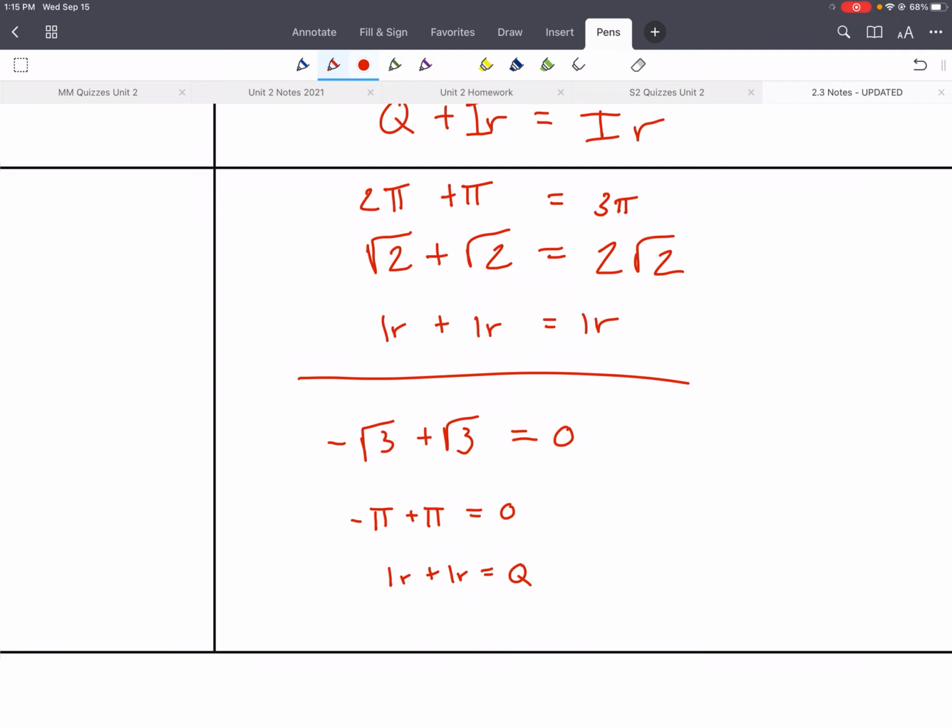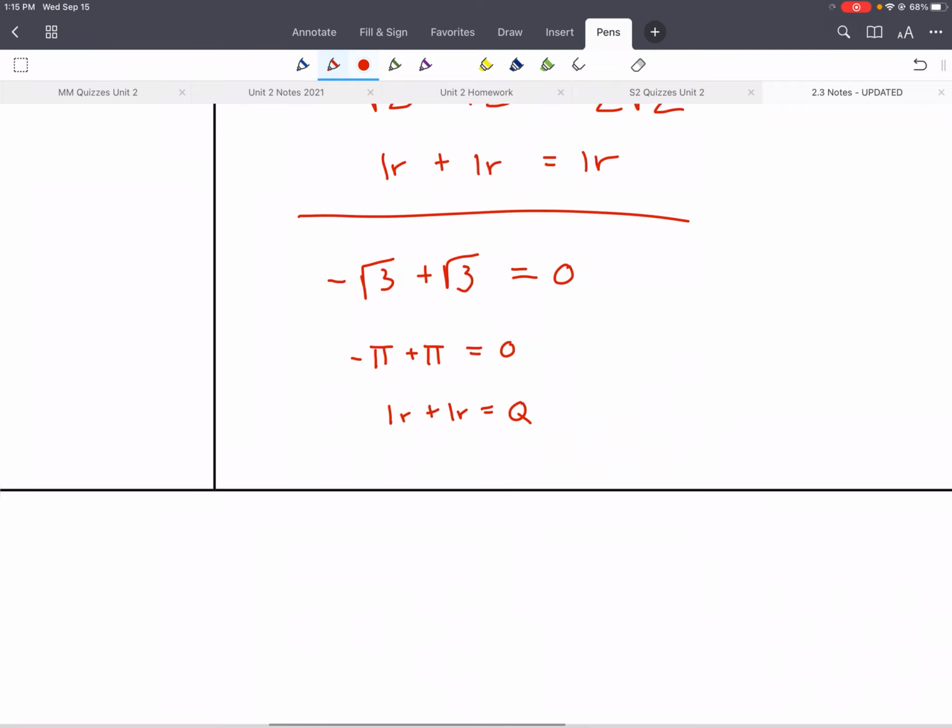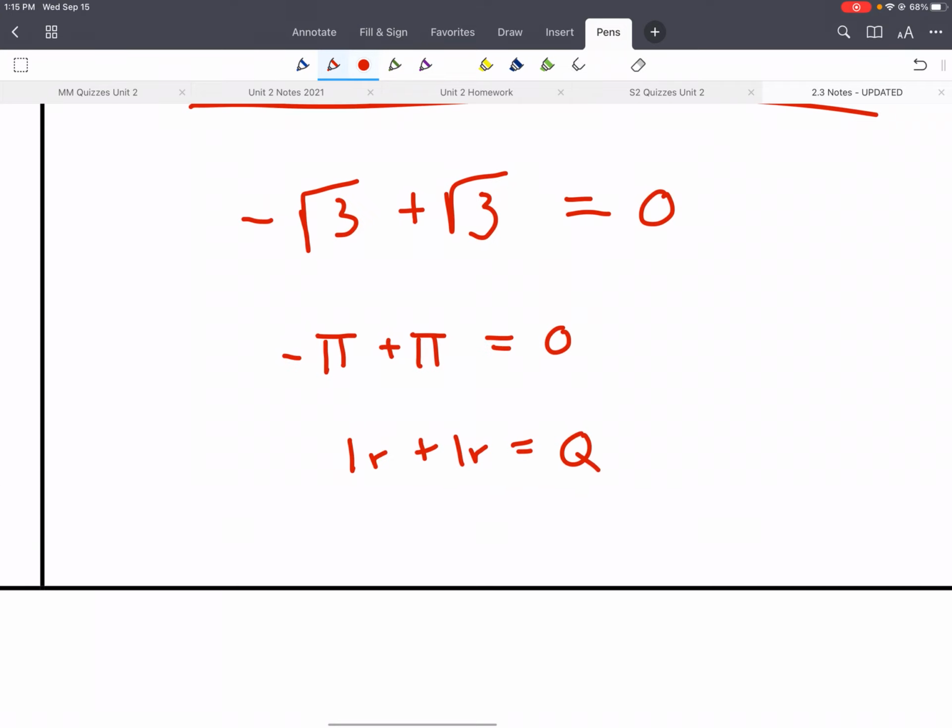All right, Caden Page. All right, so, but then there's also cases where it could give you a rational answer. And that only happens when we're using its like additive inverse.